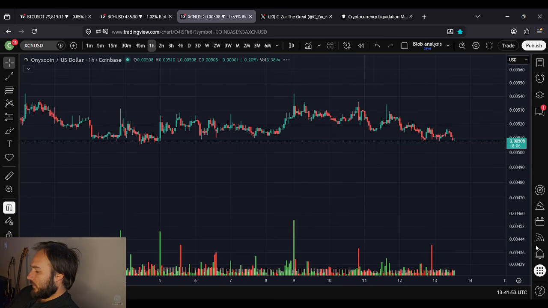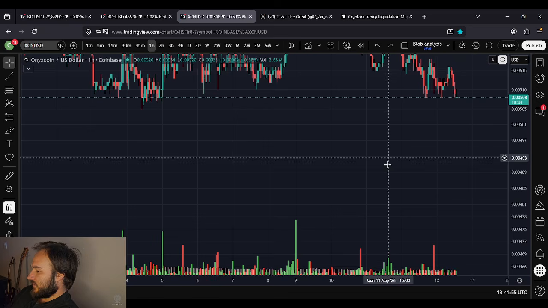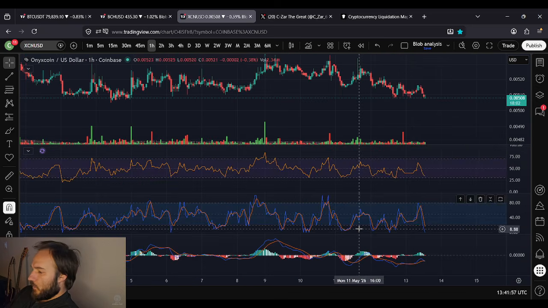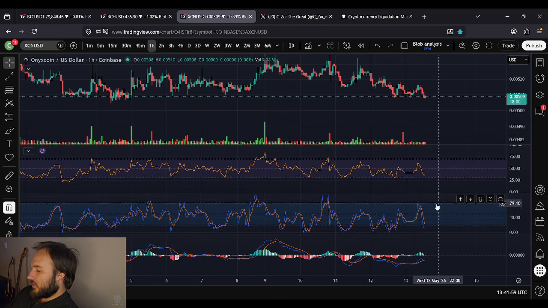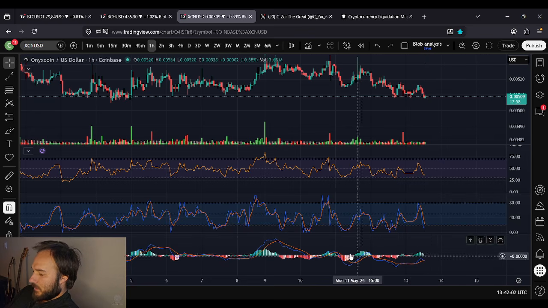We're in this long-term accumulative phase with OnyxCoin, and that's nice to see. Looking at the 1 hour indicators, the RSI is bearish. Not so nice to see. Stochastics are bearish and the MACD is bearish. We're likely going to push lower.